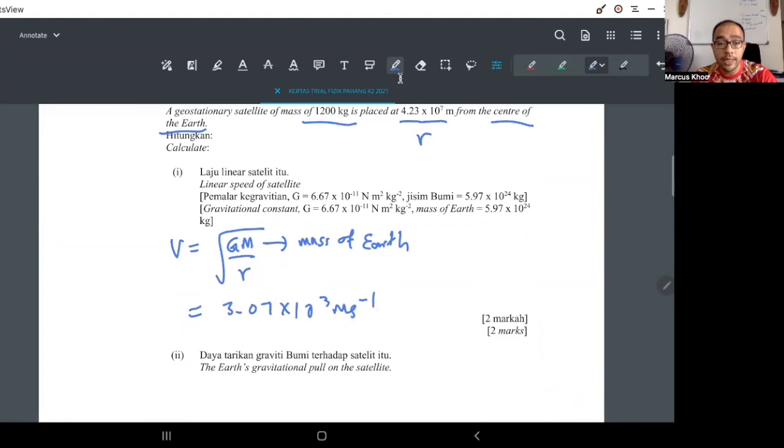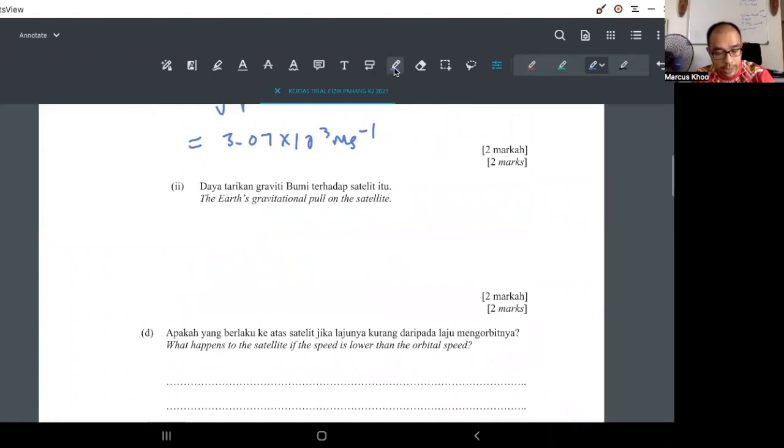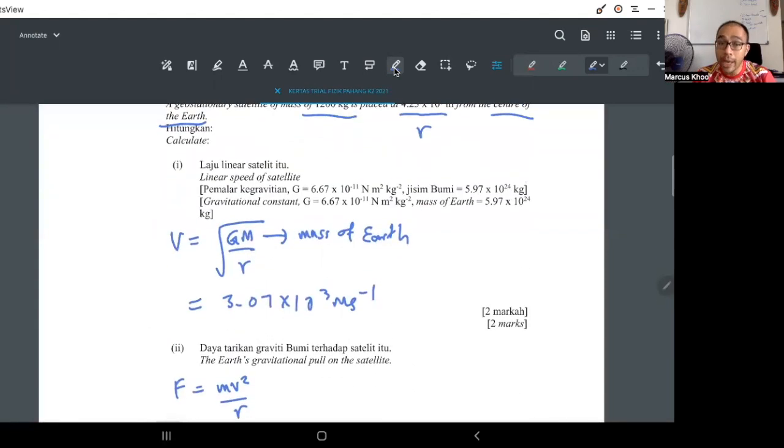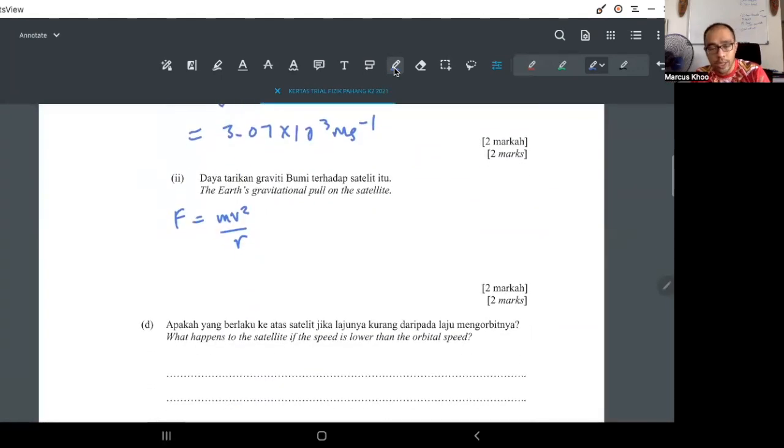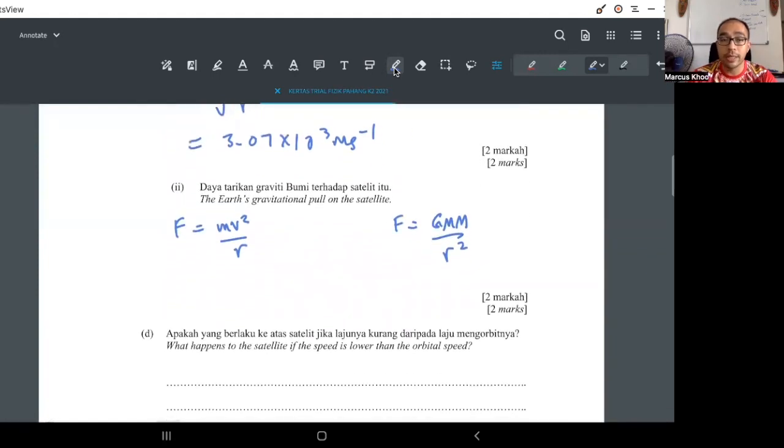Okay, and then secondly, the gravitational pull. The Earth's gravitational pull on a satellite will be F equals mv squared over r. You can, if you want to, also use F equals GMm over r squared. I believe either way you are going to get the same answer.